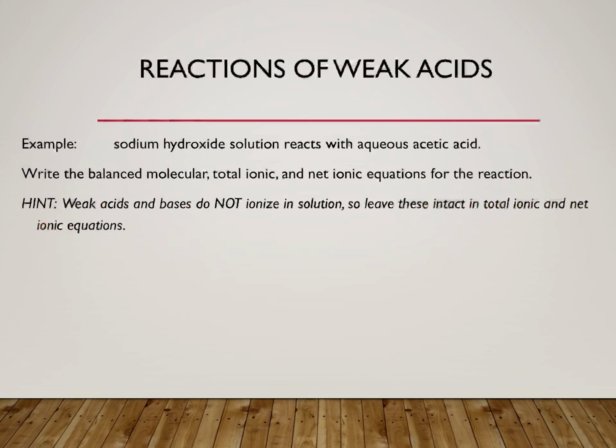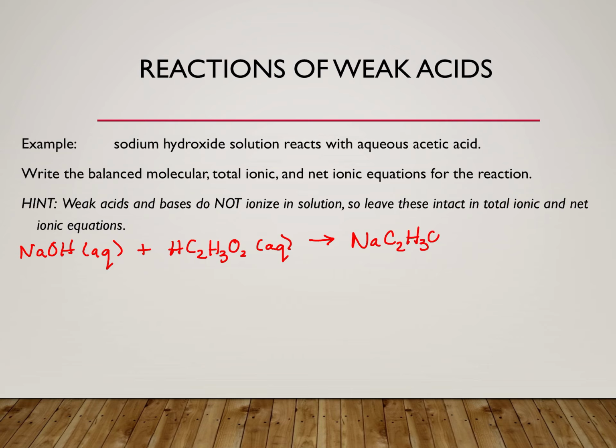So now let's look and see what it looks like with a weak acid. Our example here is that sodium hydroxide is reacting with aqueous acetic acid. So our sodium hydroxide is reacting with aqueous acetic acid. And when these react together, we'll get sodium acetate, right? The sodium will end up with the acetate. And the H and the OH will react to form water.